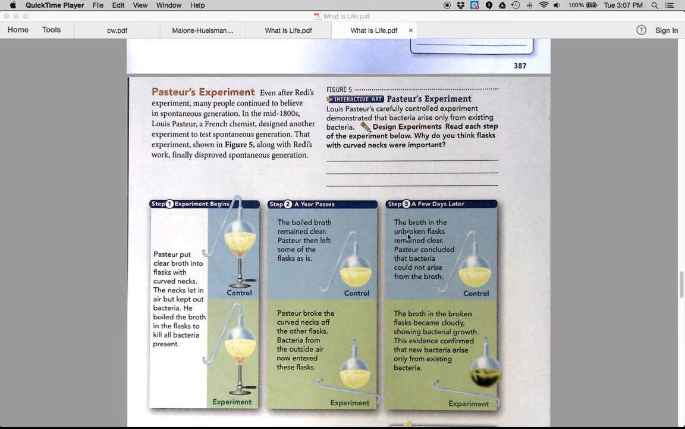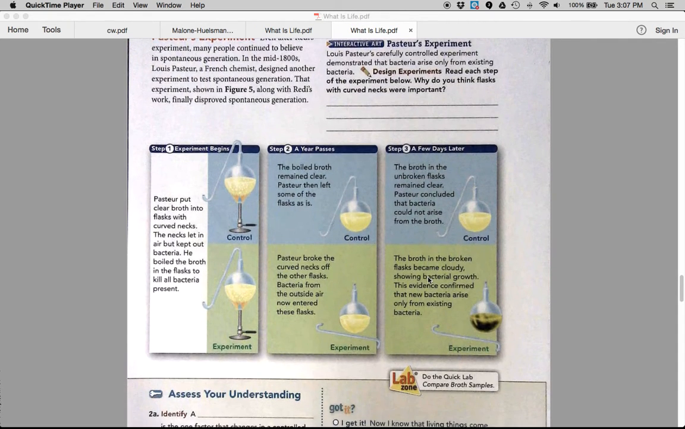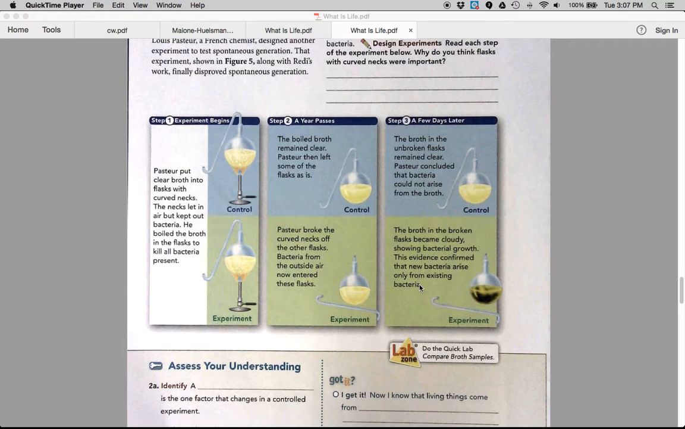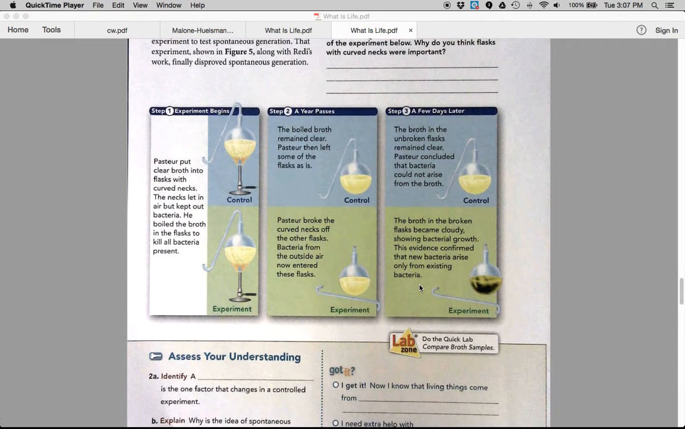Step 3. A few days later, the broth in the unbroken flask remained clear. Pasteur concluded that bacteria could not arise from the broth. The broth in the broken flask became cloudy, showing bacterial growth. The evidence confirmed that new bacteria arise only from existing bacteria.